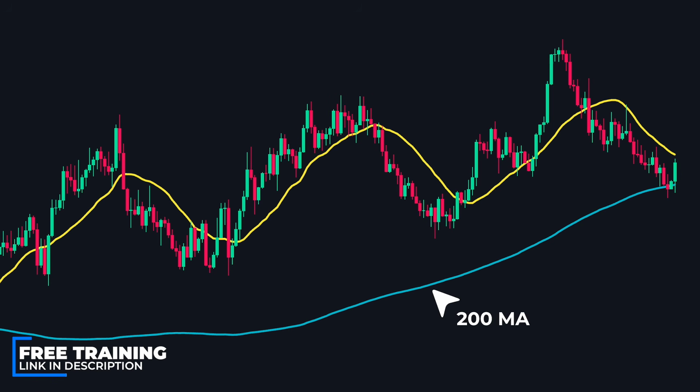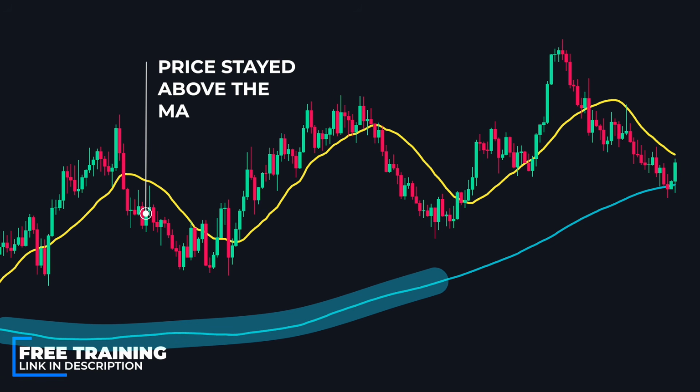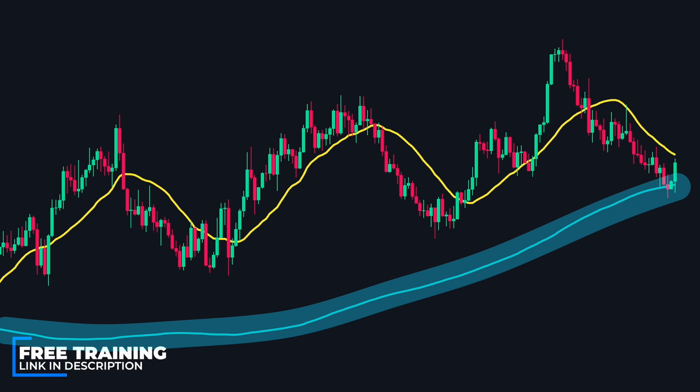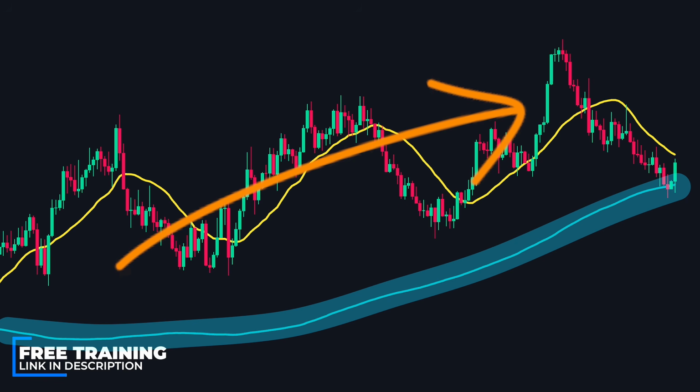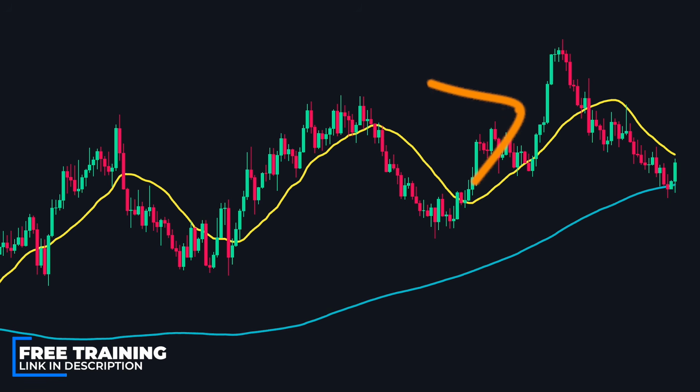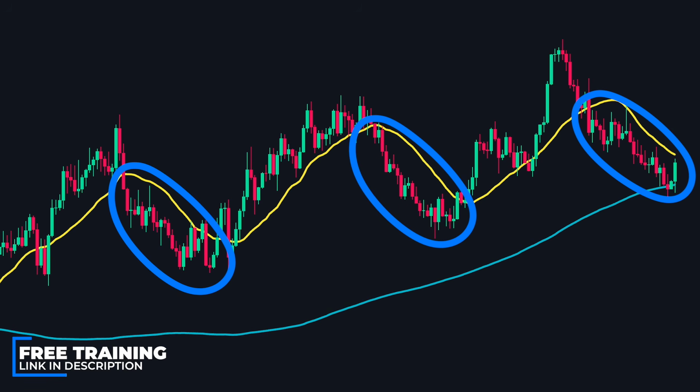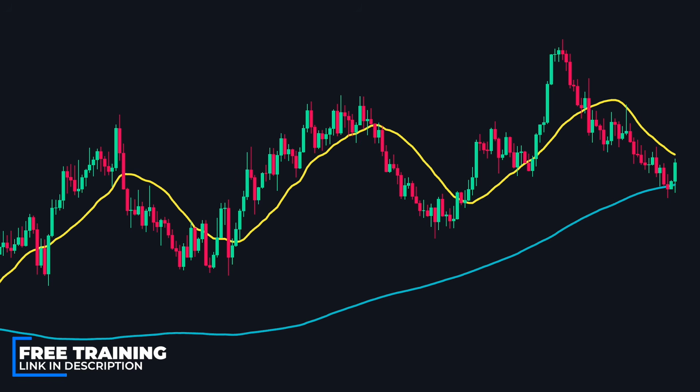Now, if we add the 200 MA back, we can see that the price stayed above the 200 MA for the whole time. This indicates that the price was in a long-term uptrend for the whole time. With this extra information, we can say that selling during this period would have been risky because we would have been trading against the long-term trend.